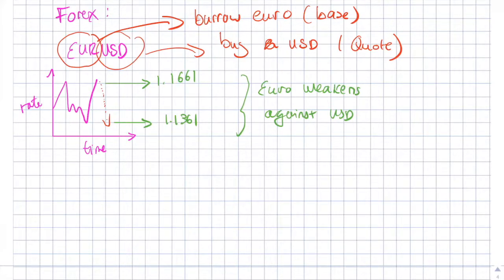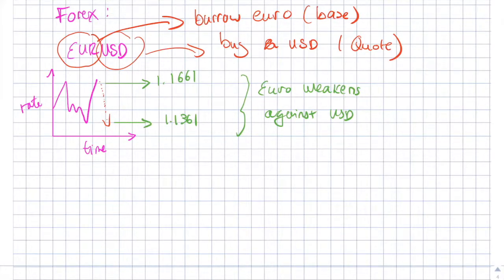So this is the graph for Euro USD, and you're predicting that the graph is going to go down, so the euro is going to weaken. So you're expecting a bearish trend. So the initial value is 1.1661, and you're expecting the Euro USD value to go down to 1.1361. So you're expecting the euro to weaken against the USD.